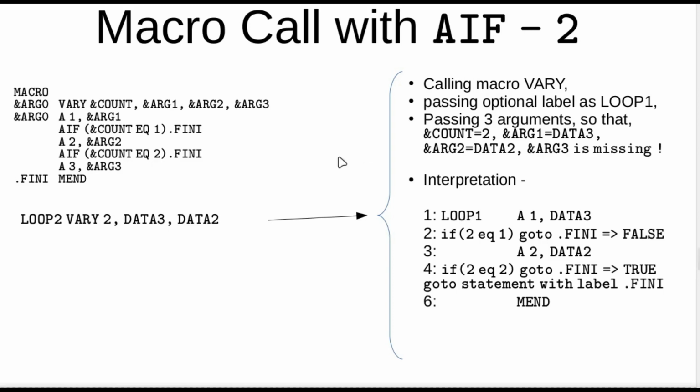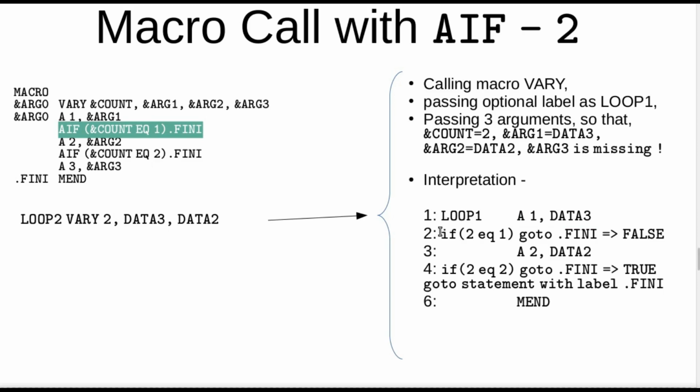Fine. So if this were an actual macro call statement, how would we interpret it? Again, the first statement is referred to by the label passed in place of arg0, which is loop 1, right? So loop 1 followed by the first instruction, which is a1 data 3. Fine. So we have the first instruction as a1 data 3, that is all well and good. In the second instruction we have an AIF statement, just like in the previous case, because we are simply following the same macro definition, so there is not supposed to be any change or any difference.